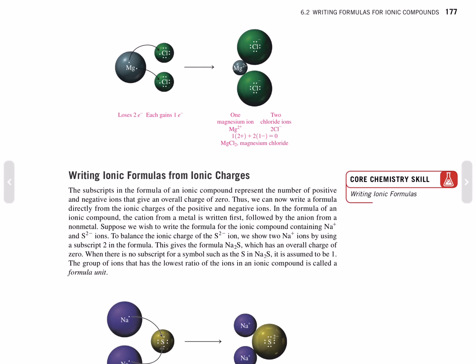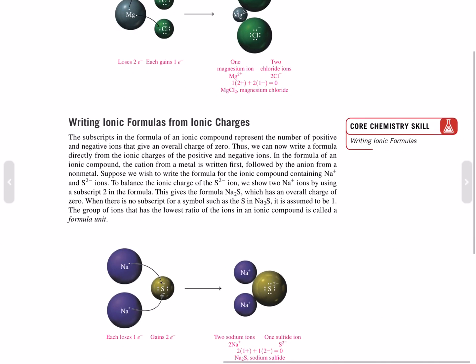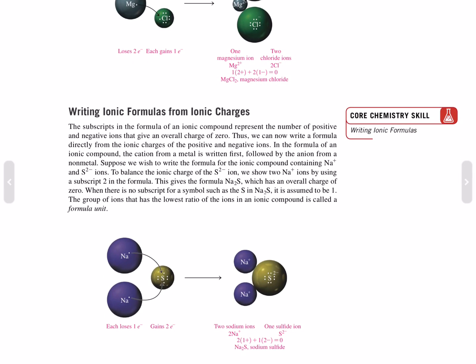To balance the ionic charge of the 2- sulfide ion, we show 2 positive sodium ions by using a subscript 2 in the formula. This gives the formula Na2S, which has an overall charge of 0. When there is no subscript for a symbol such as the S in Na2S, it is assumed to be 1. The group of ions that has the lowest ratio of ions in an ionic compound is called a formula unit.